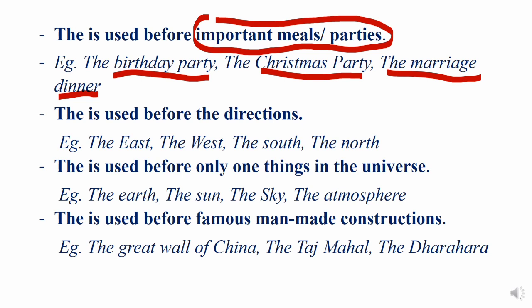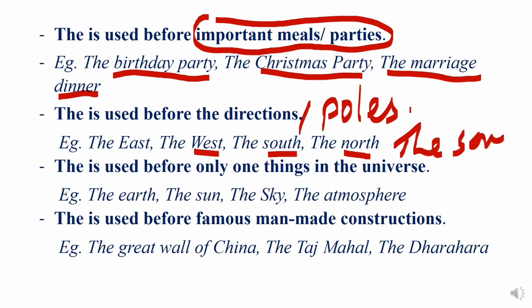Here it says the is used before directions and poles also. You can say poles also, not only directions, directions and poles we have to remember. So for example, the east, this is a direction, the west, the south, the north. In poles you can add the south pole, the north pole. Okay, the is used before directions and poles, remember that. The east, the west, the south, the north, the south pole, the north pole.